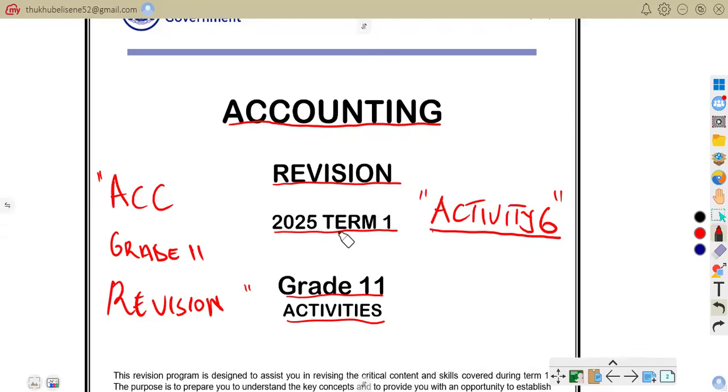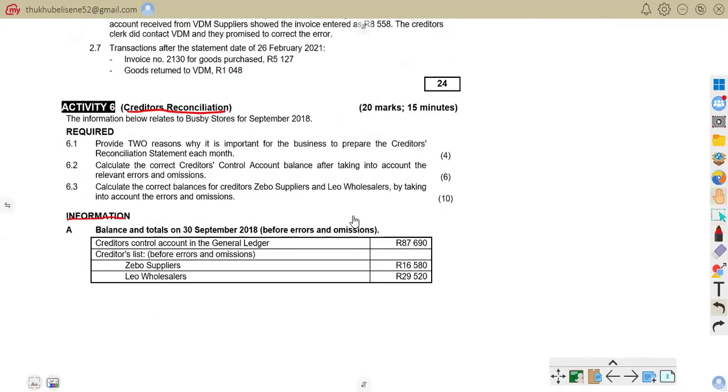I want us to do accounting grade 11. So we are going to do a revision on accounting grade 11, and today we are on activity 6. Let us revise activity 6 today, grade 11s, to prepare for the examination that you are going to write, as well as this March test, the term 1 test. So let's quickly go to activity 6.